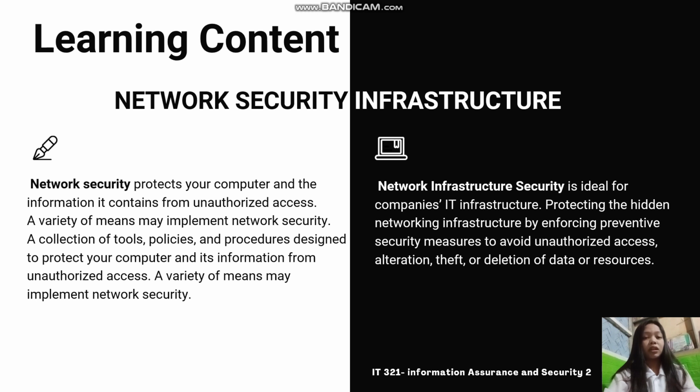Network infrastructure security involves safeguarding the physical and virtual components of a network, such as routers, switches, servers, and cables, from threats and vulnerabilities. It includes measures like access control, encryption, and monitoring to ensure integrity, confidentiality, and availability of network resources. For example, securing network infrastructure may involve implementing a strong authentication mechanism to restrict access to critical network devices, such as routers and switches, only to authorized administrators.